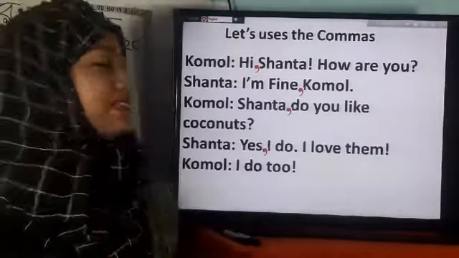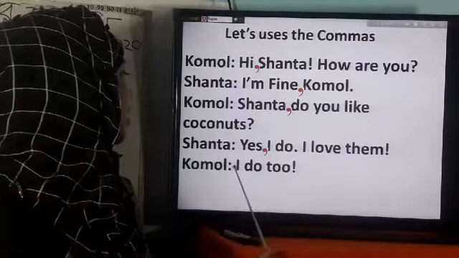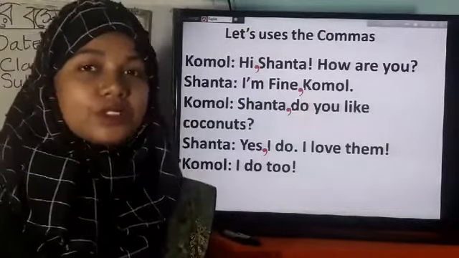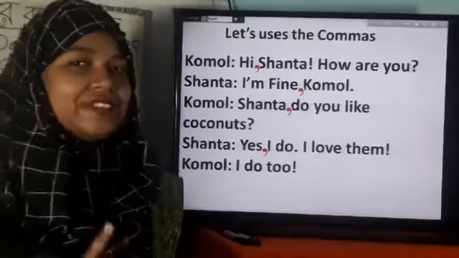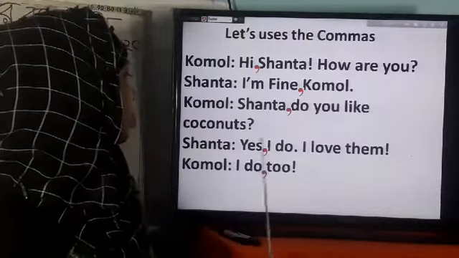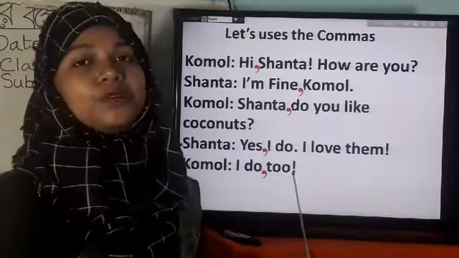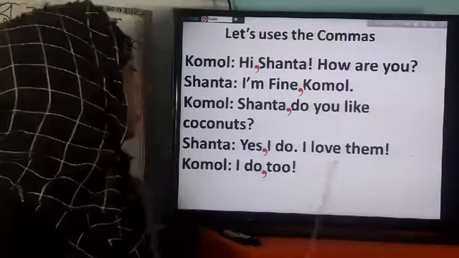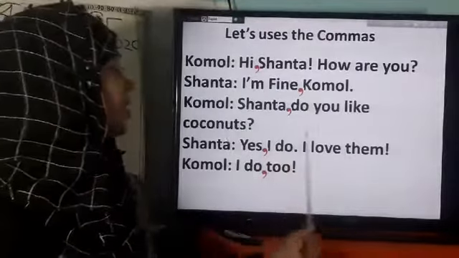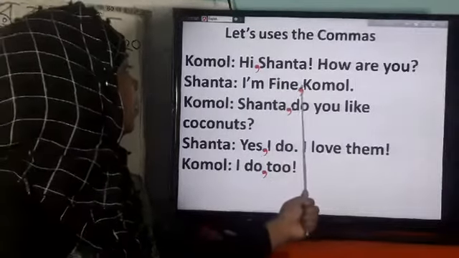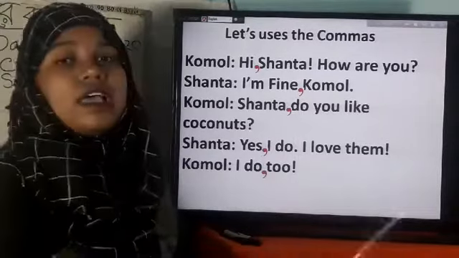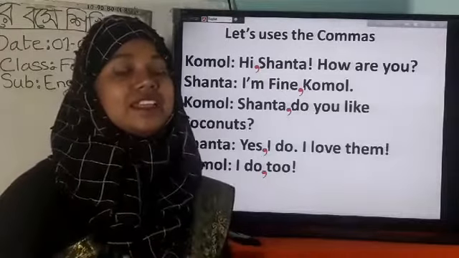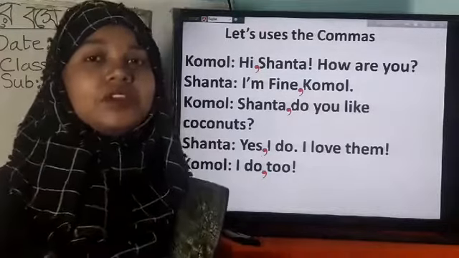Okay. Now next sentence. Kamal says, I do, too. Dear student, where can we use a comma? I think you can guess. We can use a comma after do, before too. Before too we have to use a comma. So in this dialogue there are 1, 2, 3, 4 and 5 commas. Dear student, I think you can understand where we have to use this comma.